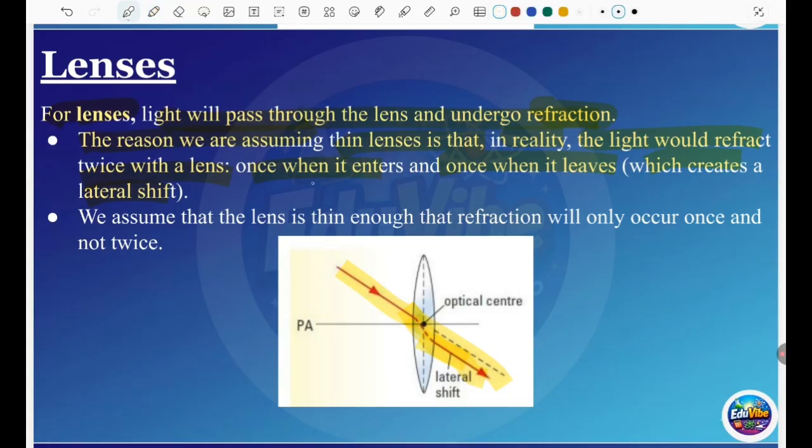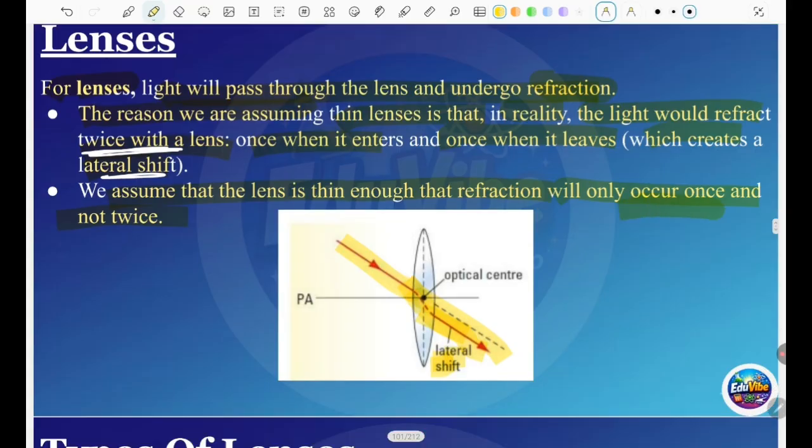They will do a refraction twice. So you just have to know this when doing any question. You assume that the lens is thin enough that the refraction occurs only once, not twice. You will think that there's only one refraction, and we are not dealing with the lateral shift anymore. We just have to know about the lateral shift in lenses. So that's all we do.